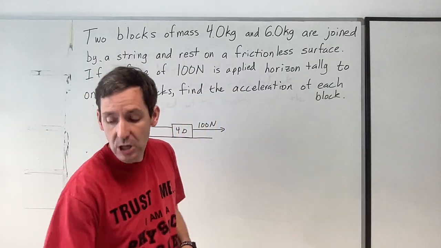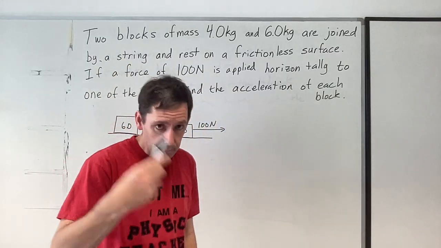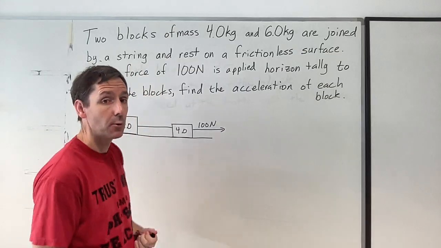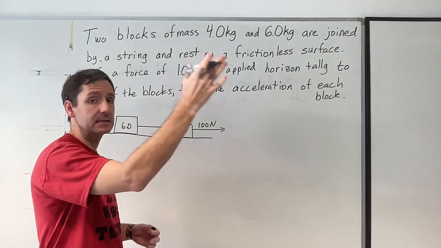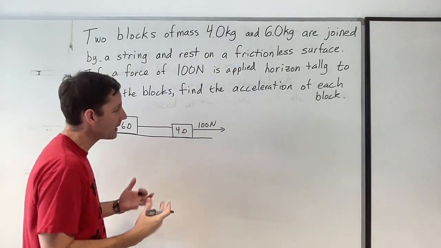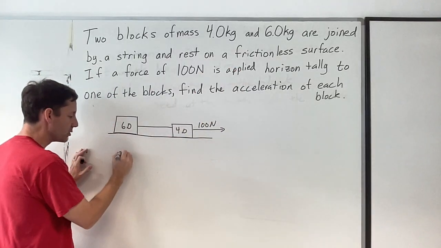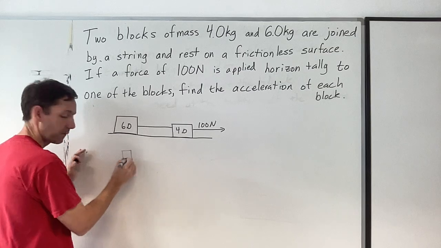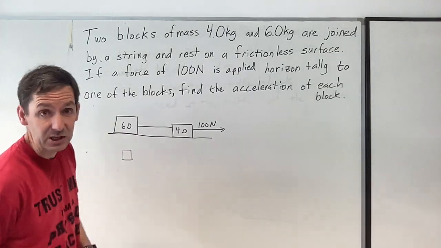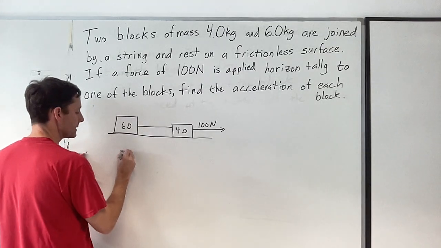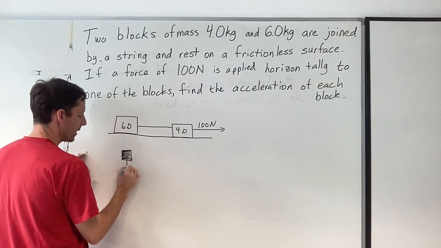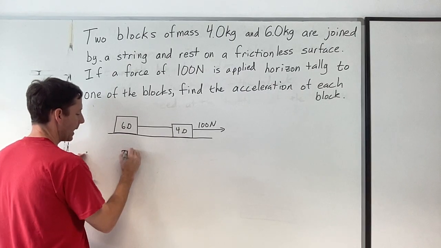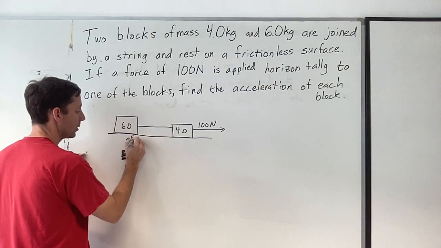Now, if I was not using a system here, I notice that I'm thinking about forces, I'm thinking about masses, I'm looking at acceleration. So because of that, I would go ahead and draw a free body diagram for each block. Okay, so I have the 6 kilogram block, and I would have the force of gravity down, and the normal force of the table up.